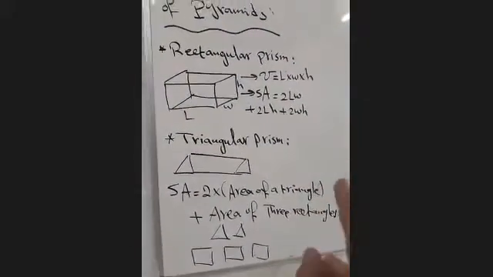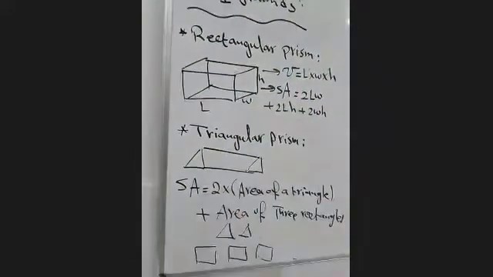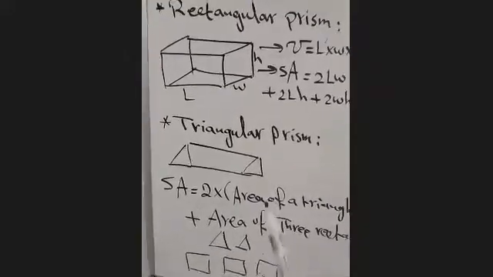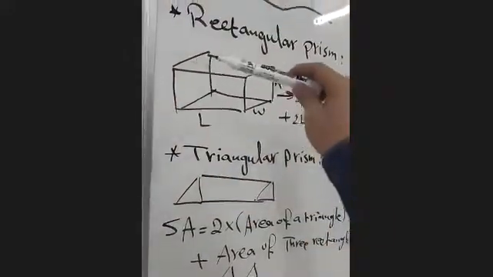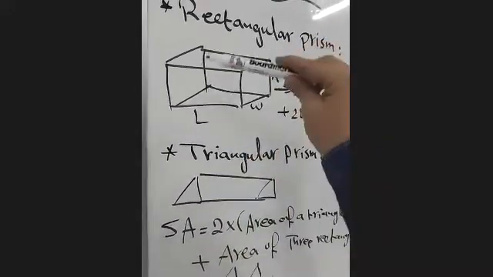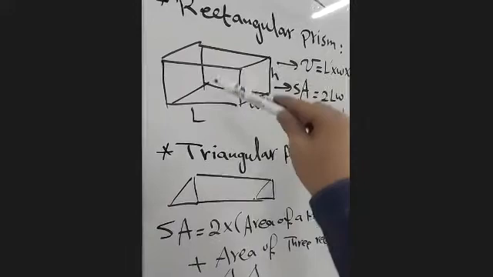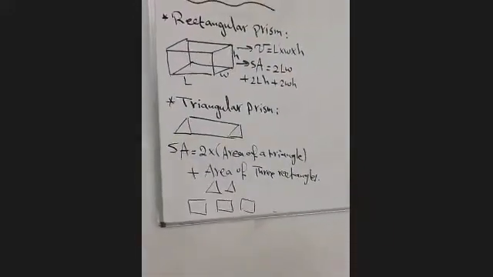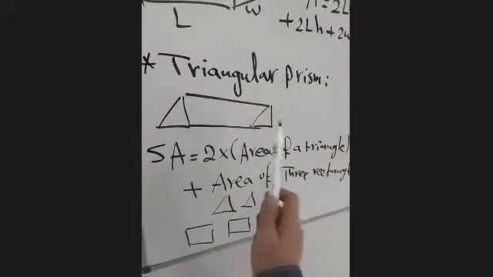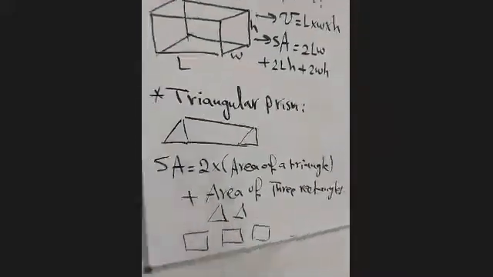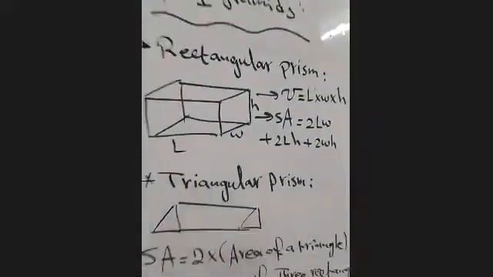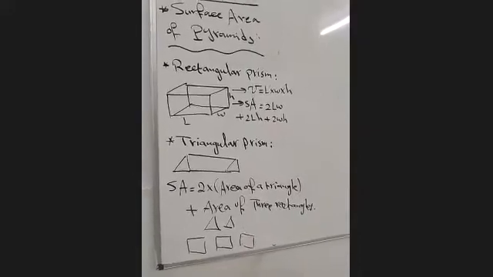Now in the prisms, guys, we have two bases. Don't forget that. For example, in the rectangular prism, we have the top and the bottom, the roof and the floor. These are two bases. In the triangular prism, also we have two bases. The two triangles are the two congruent bases. But in the pyramids, we have one base.